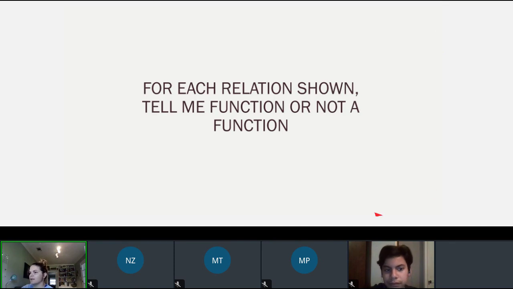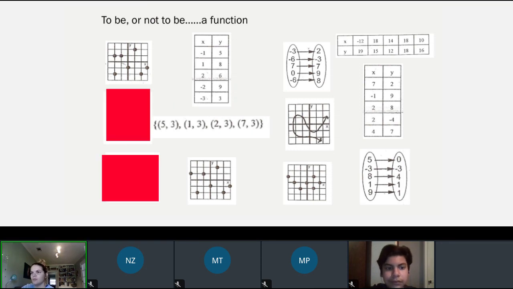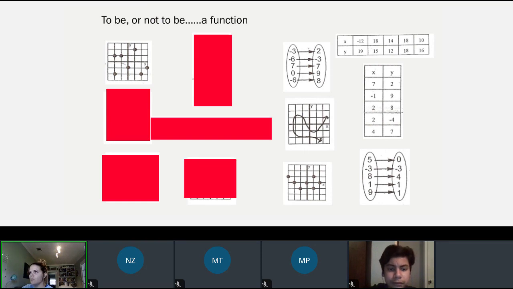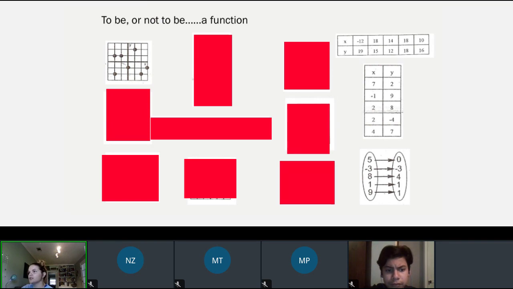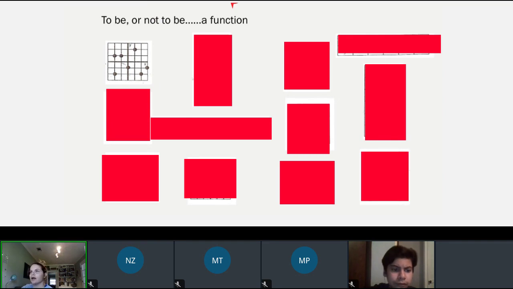This is going to look overwhelming at first, but I'm going to cover these up. We have a bunch of really fun representations of relations, and we together are going to determine, is it a function or is it not a function? So the first one is a graph. And this is where we're going to be using the vertical line test. So let me draw myself a vertical line.